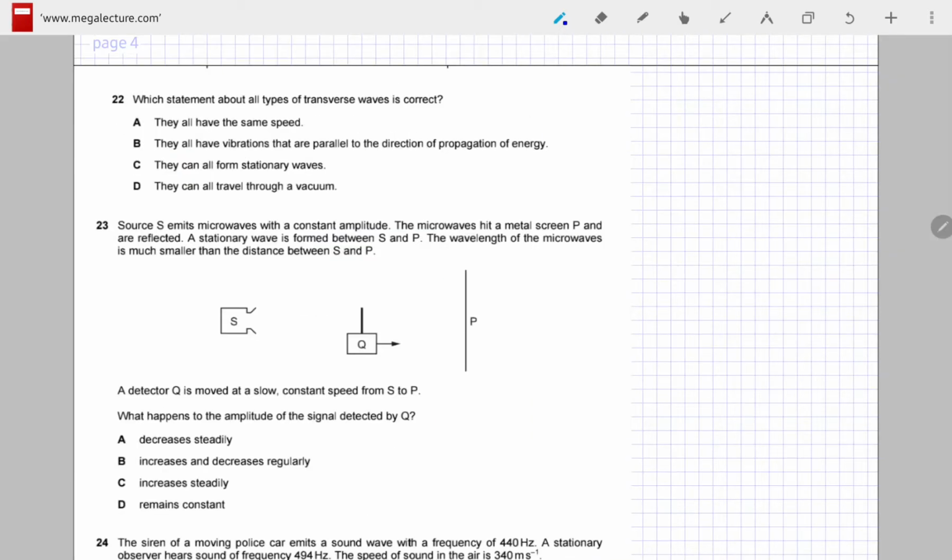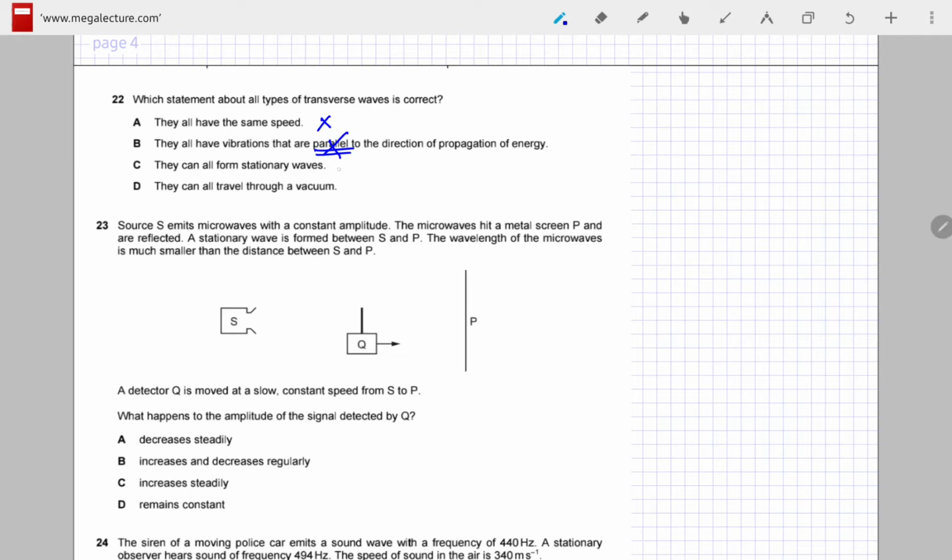Problem number 22, which statement about all types of transverse waves is correct? Let's start with the first one. They all have the same speed, so we know that's obviously wrong. They all have vibrations that are parallel to the direction of propagation. No, that's not correct, because we know that they're not parallel, but they're actually perpendicular to the direction of propagation of energy. They all can form stationary waves, so that's correct, right?